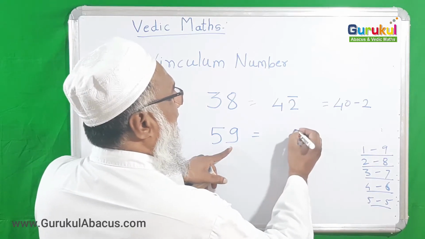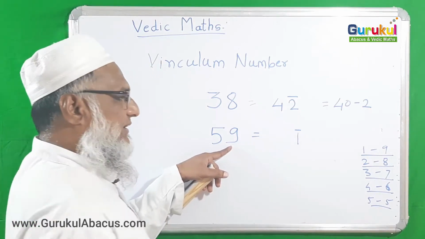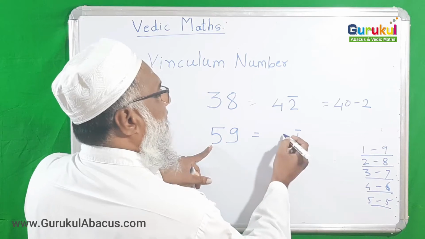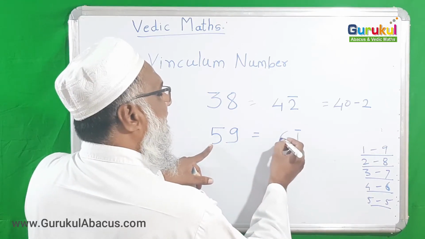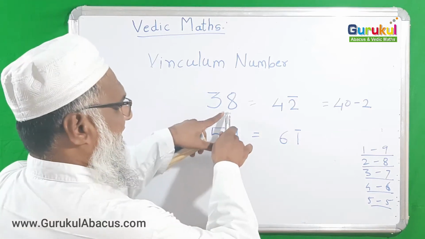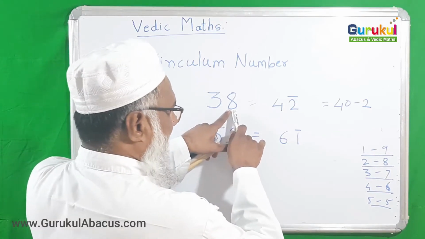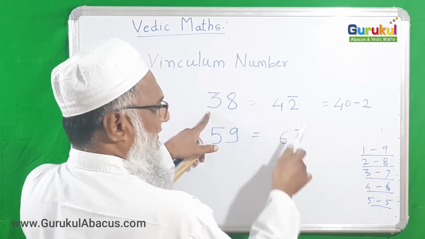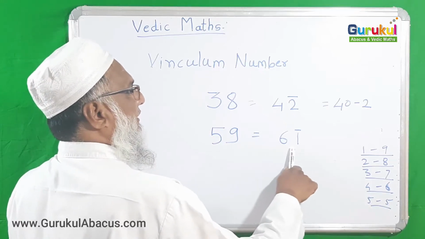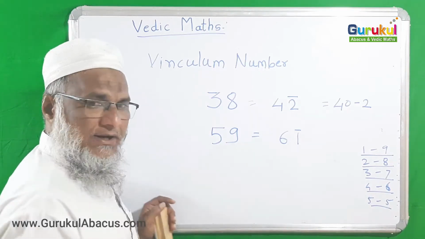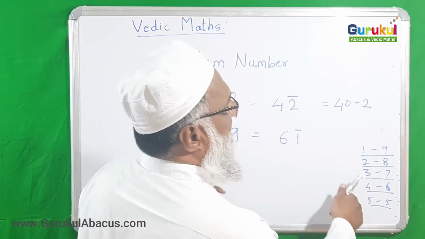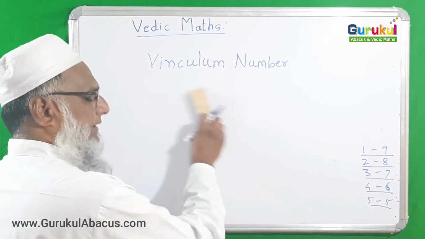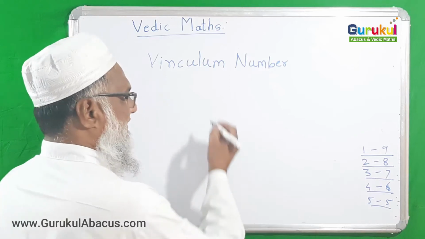I took 1 and added a bar, meaning a negative sign, with the complement of 9. And then increase the previous digit by 1. Means if it is 5, just write 6. Here also we have done only like that. We wrote the complement of 8 and then increased the previous digit by 1. So this is the Vinculum number created from 59. One more time, just see the pairs of complement numbers. I will create some more numbers so you will understand more properly.